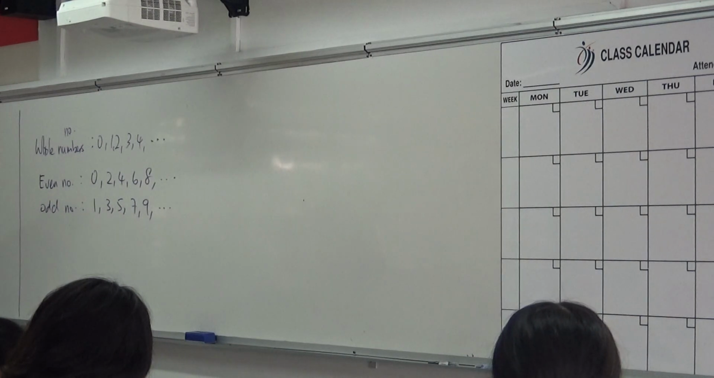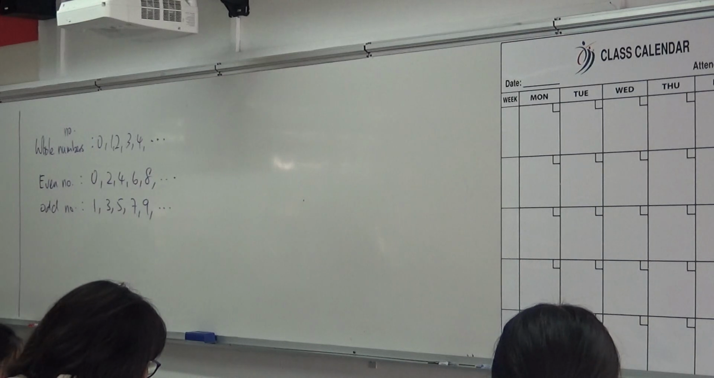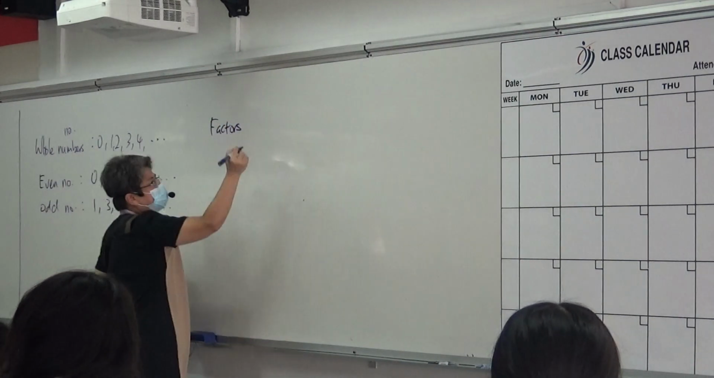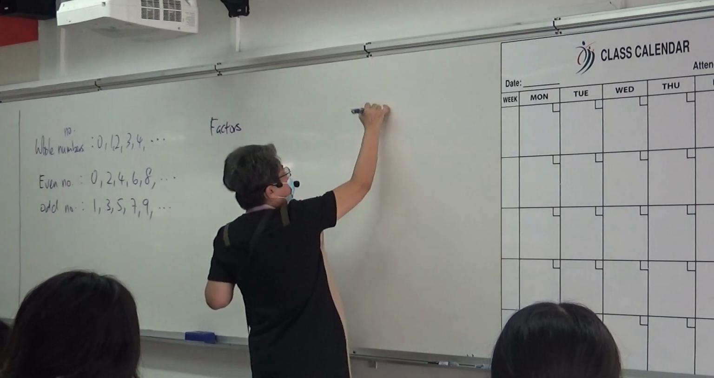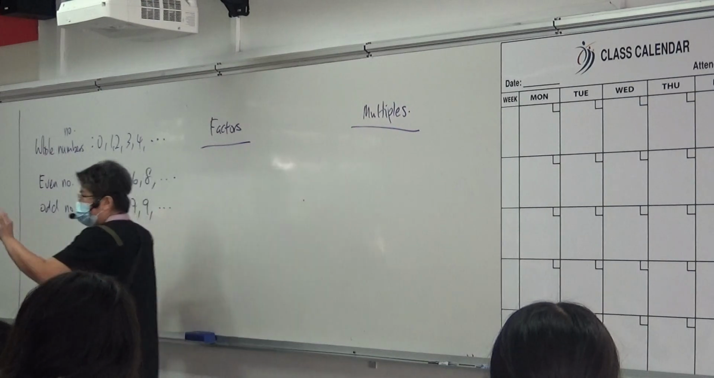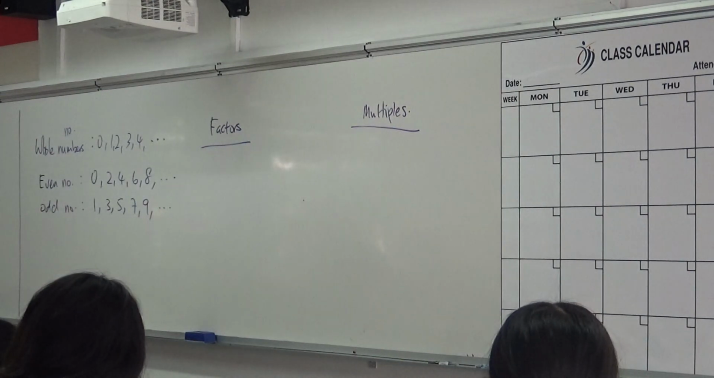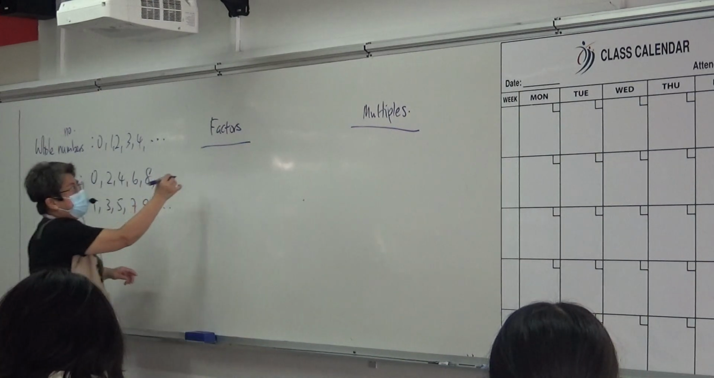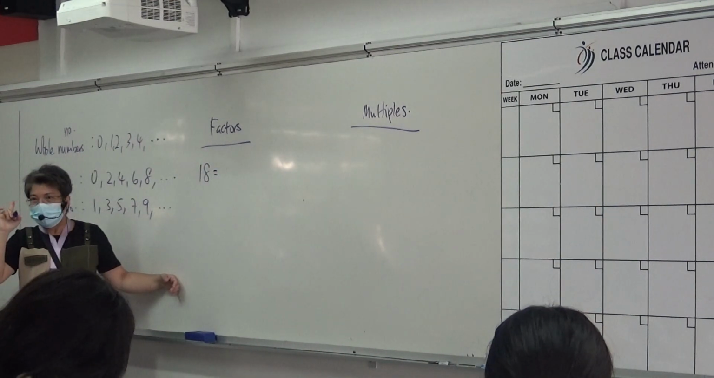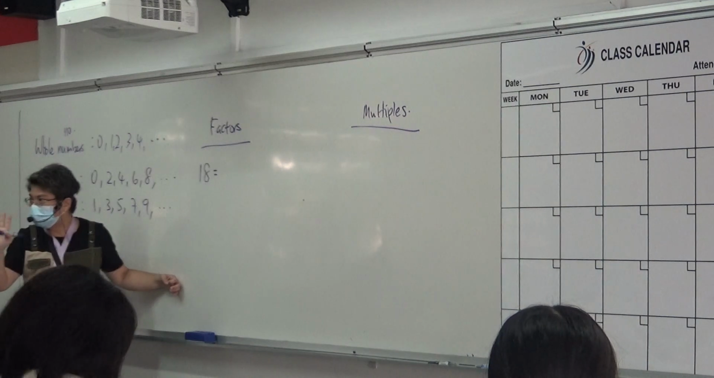What do you mean by factors? Okay, factors. I'm going to introduce 2 terms first: factors and multiples. What is the difference? I know in primary school you learned this, so this is revision. Now, let's say I have 18. I go one by one. If you want to copy, you can copy. If you don't copy, it also doesn't matter.